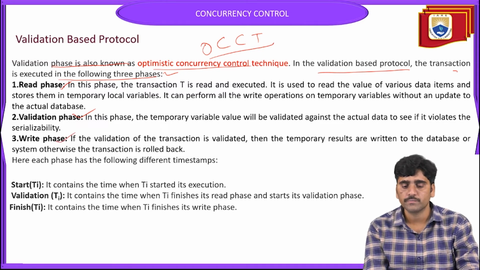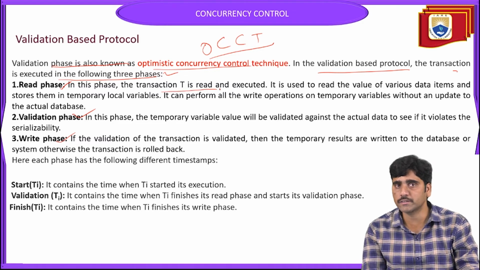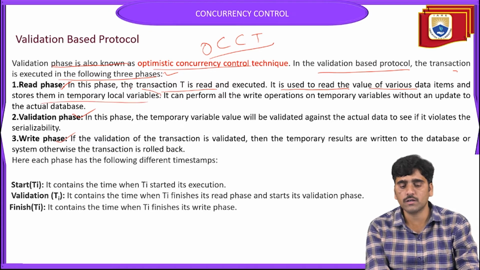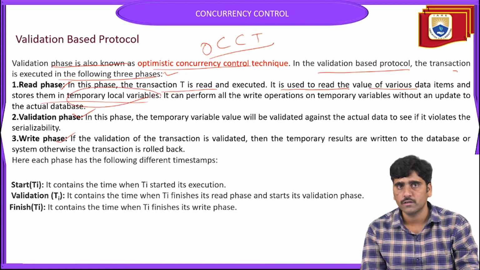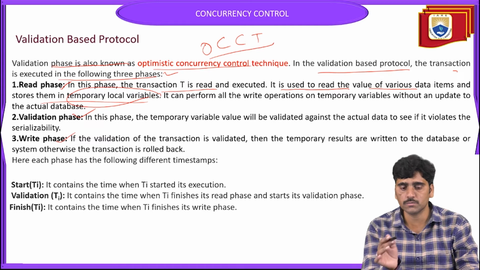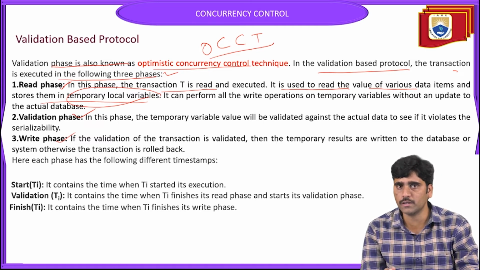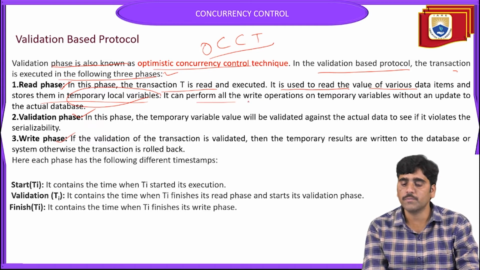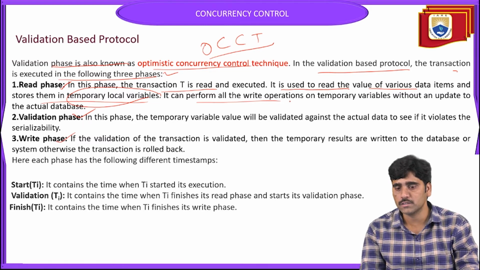In the read phase, the transaction T is read and executed. It is used to read the values of various data items and store them in temporary local variables. So all the read values are stored at a particular place called temporary local variables. It can perform all the write operations on temporary variables without an update to the actual database.